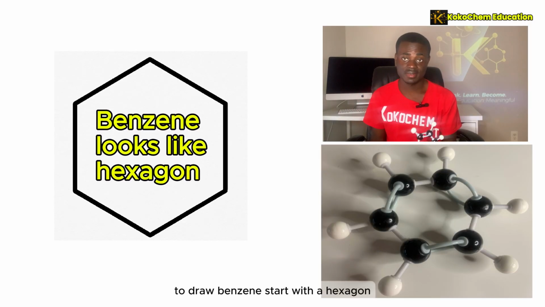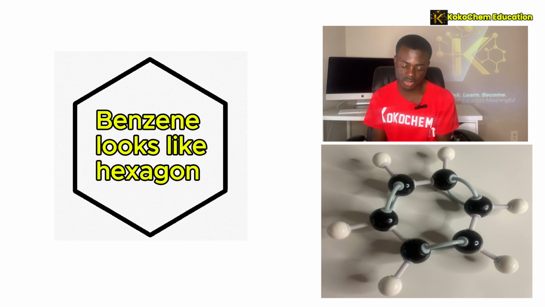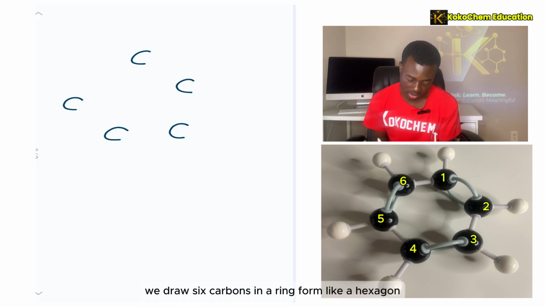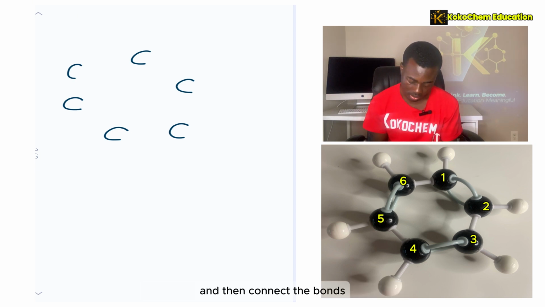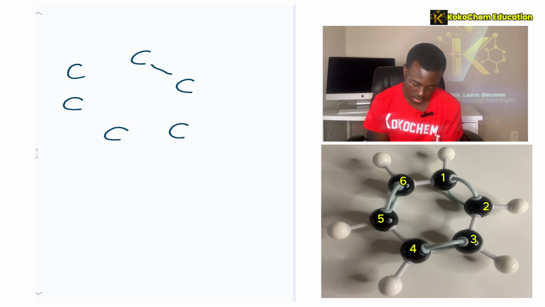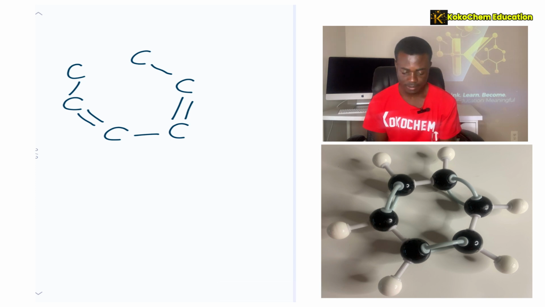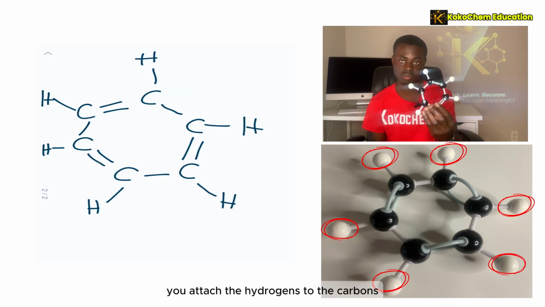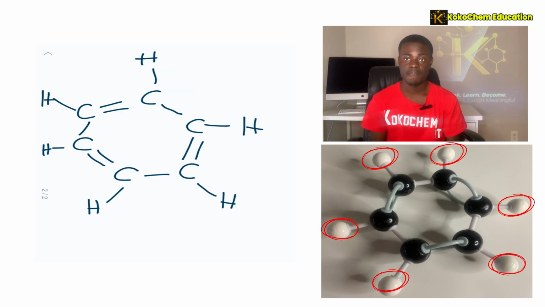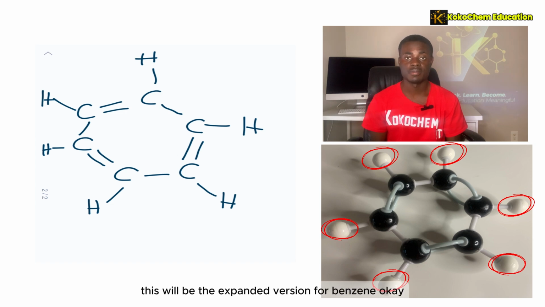To draw benzene, start with a hexagon. So hexagon has 6 corners, so we will draw the carbon 6. We draw 6 carbons in a ring form, like a hexagon, and then connect the bonds. So you connect a single bond, and then a double bond, and then a single bond, then a double bond, then a single bond, then a double bond. You attach the hydrogens to the carbons. This will be the expanded version for benzene.